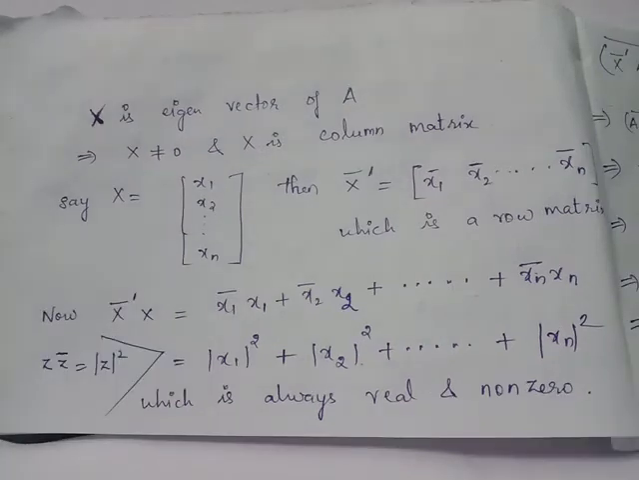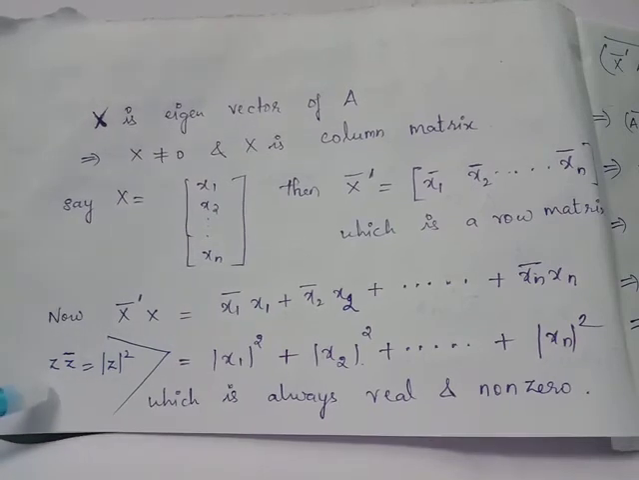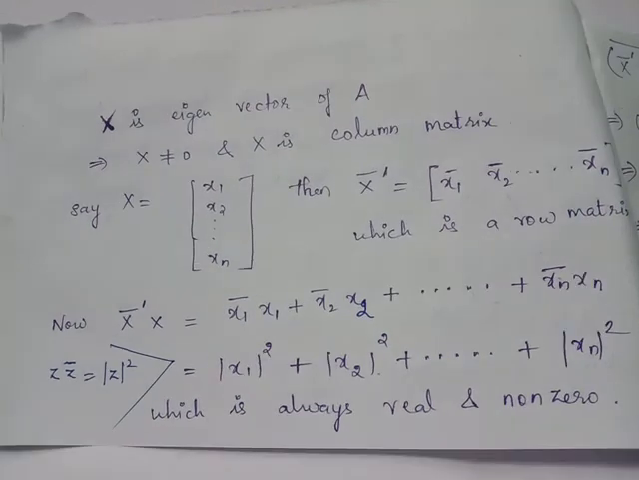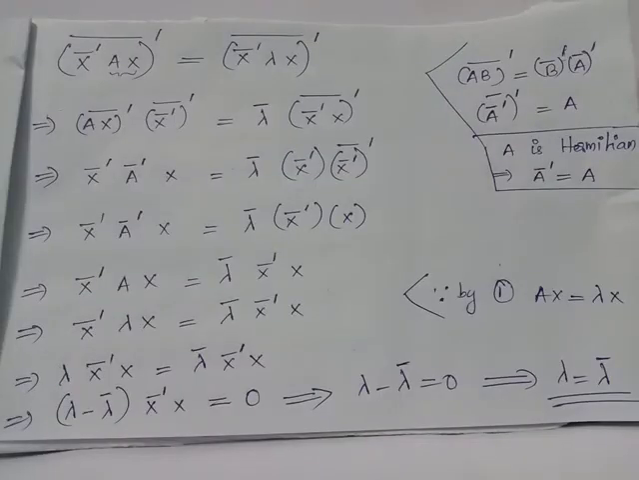We could replace every product x1 conjugate into x1 equals modulus of x1 the whole square and x2 conjugate into x2 equals modulus of x2 the whole square because we have the relationship z into z bar equals modulus of z the whole square. Thus we may conclude that x conjugate transpose into x is always a real quantity and it's always non-zero. So the only possibility is that lambda minus lambda bar equals 0, from which we obtain lambda equals lambda bar or lambda equals lambda conjugate.